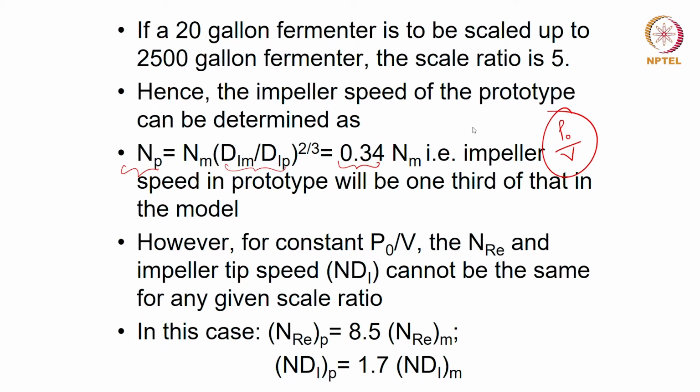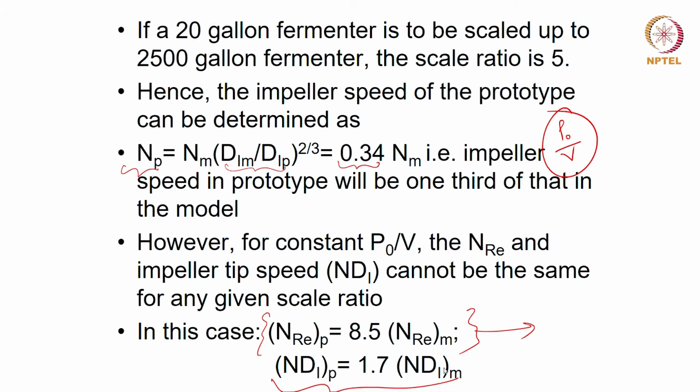However, for constant P0 by V, the NRe and the impeller tip speed cannot be the same for any given scale ratio. So by keeping your power number equality but compromising on the NRe, your NRe will then be related as given here.